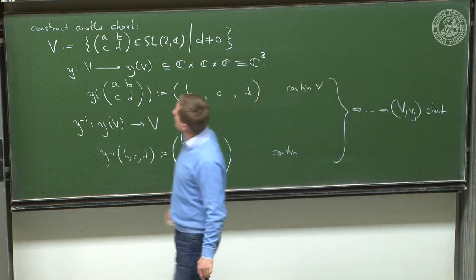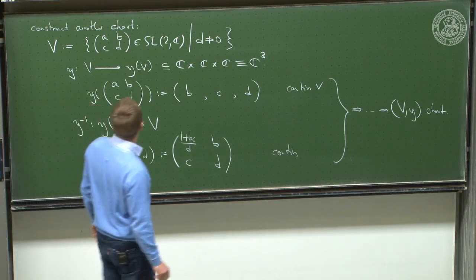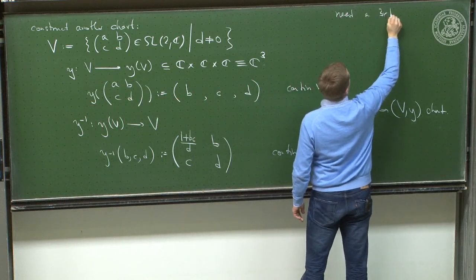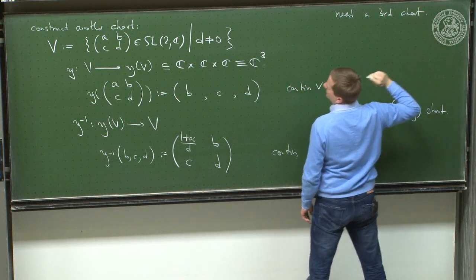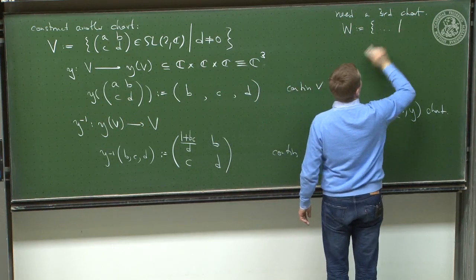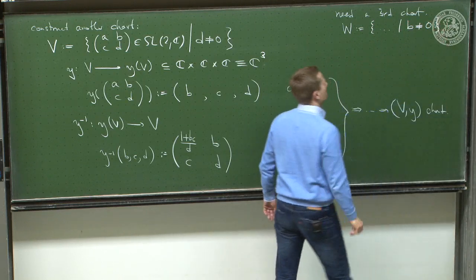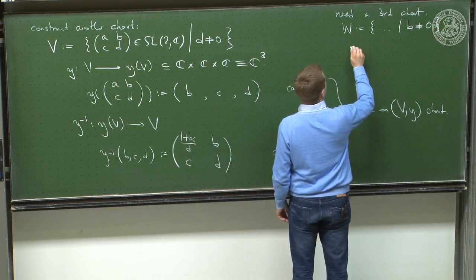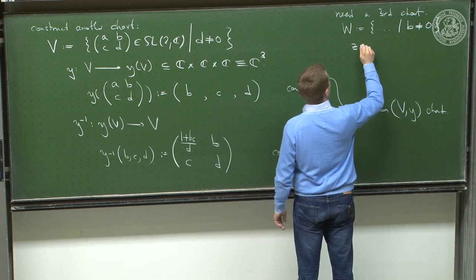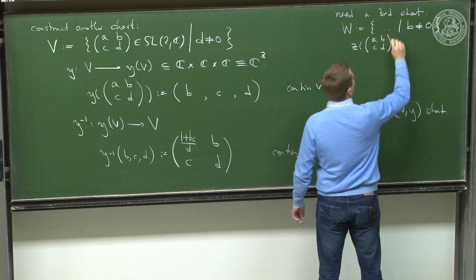Okay, and now you say, does the union cover? No, the union doesn't cover. And what I need is a third chart, UV, let's call it W. It's defined as before, but now for B non-equal to 0. And then we construct the coordinate map Z of A, B, C, D.